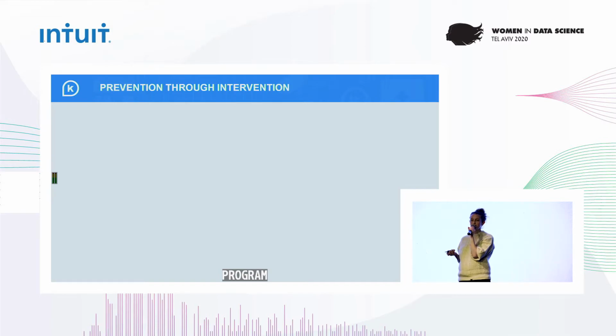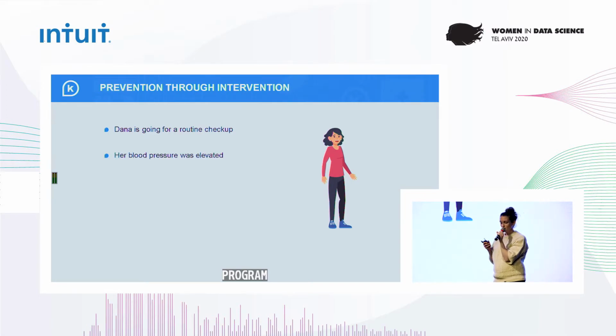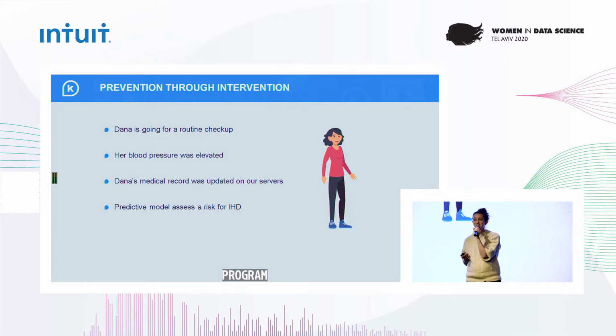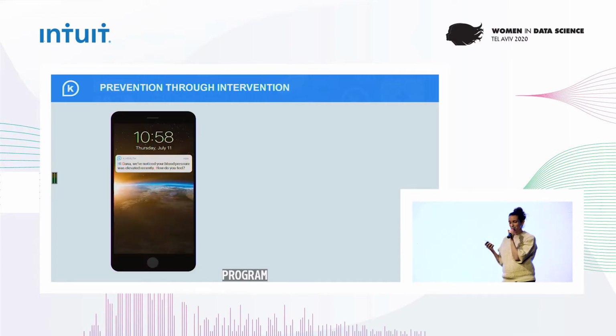So let's imagine the following scenario. Dana is going for a routine checkup at her family physician. He measures her blood pressure and he sees that it's elevated. Her medical record is being updated on our server, and our predictive model now assesses that she has a high risk for ischemic heart disease. And so, she gets the following alert from our app.